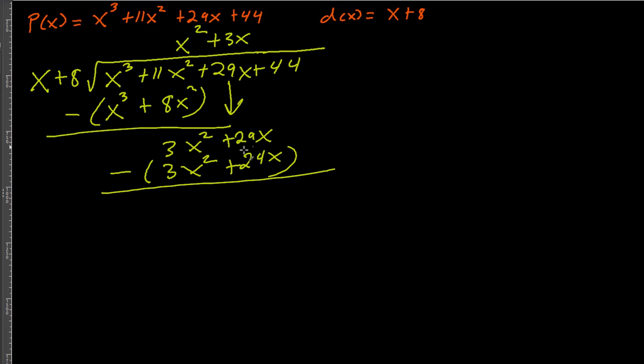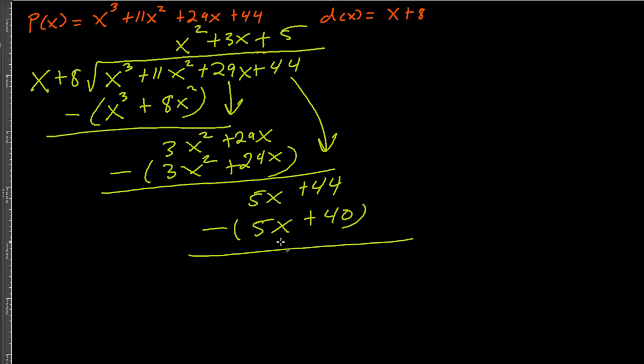So that's 0. And then 29 minus 4 is going to be 5x. Okay. I'll bring down that 44. What do I multiply x by to get 5x? I think 5 would do. So I get 5x. 5 times 8 is 40. So that's 0. And then 44 minus 40 is 4.